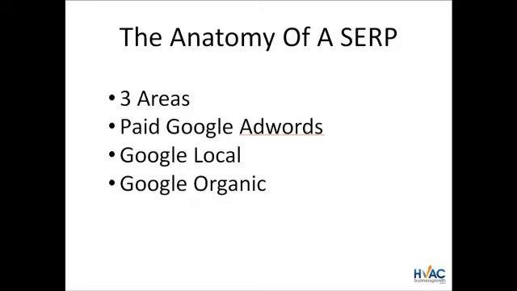So hopefully everybody is beginning to understand how a Google page is broken down. Again, there's three areas. We've got the paid Google AdWords area, we have the Google local, and we have the Google organic listings as well. And pretty much the holy grail for what we're after is the Google organic listing, because basically it's just a lot cheaper to do, and once you're up there and ranked, it's fairly easy to maintain.